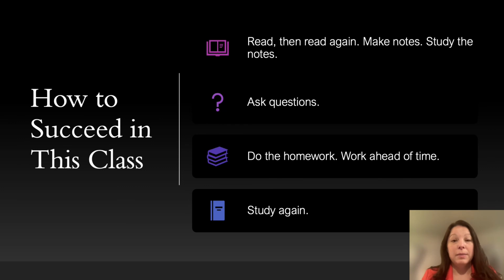Here are some helpful hints to make this course more manageable. Read, and then read again. Sometimes when we read something the first time through, not everything makes sense, and that's okay. It's okay to need to read the material again. And then make notes while you're reading. Write in the book if you want, and then study those notes. Ask questions. Email me when you have questions. Ask the class questions. Do the homework and work ahead of time. If you do the work ahead of time, then you have that extra couple of days to send me an email and ask me, is this answer correct? Or I don't understand this question. And then at the end, study again.